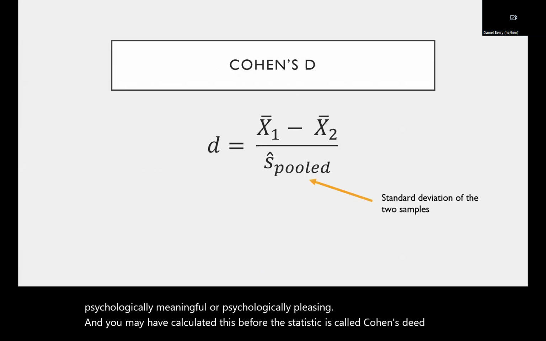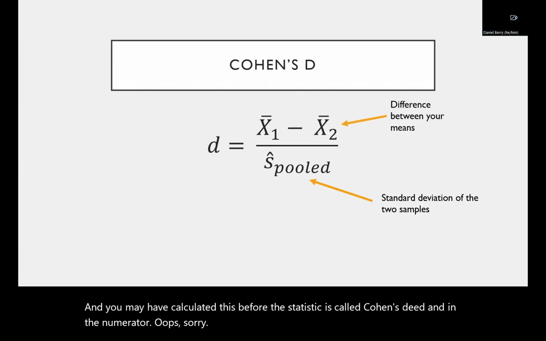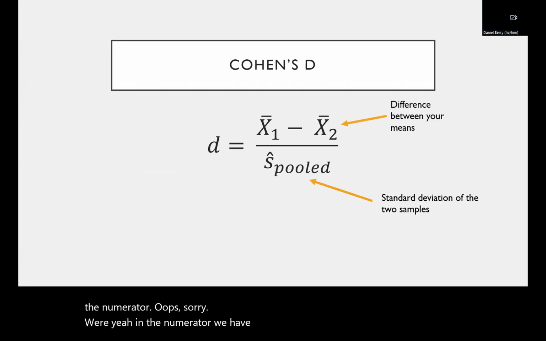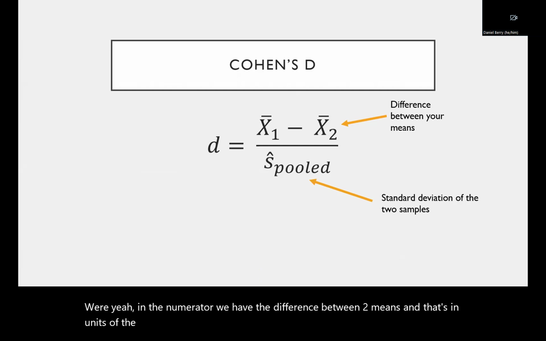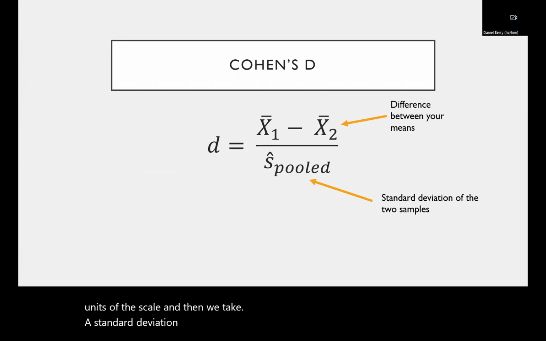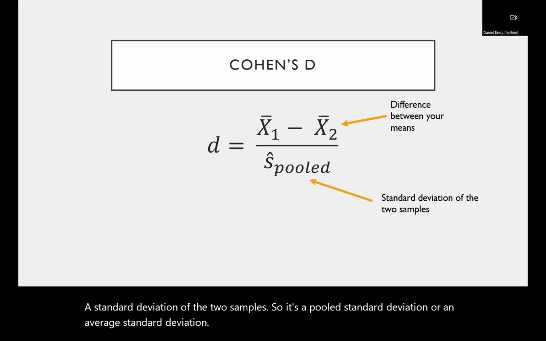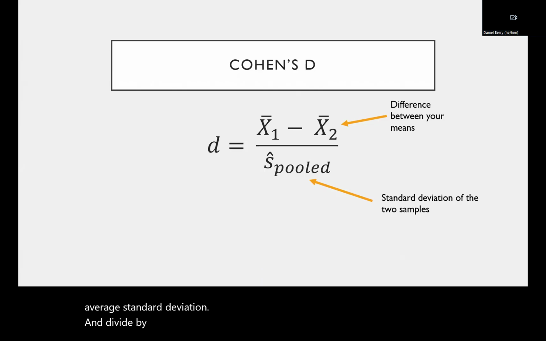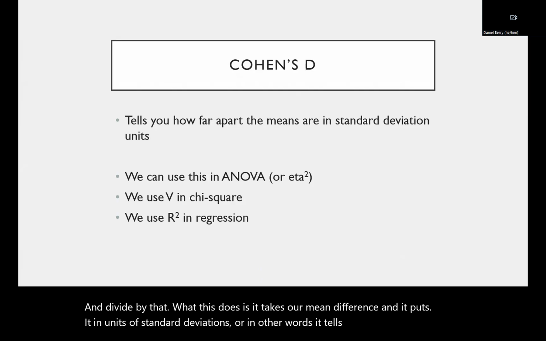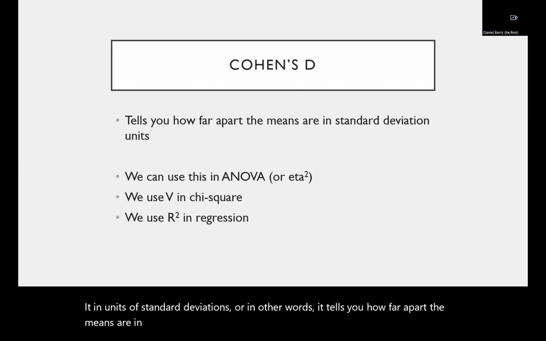And in the numerator, we have the difference between two means, and that's in units of the scale. Then we take a standard deviation of the two samples, so it's a pooled standard deviation or an average standard deviation, and divide by that. What this does is it takes our mean difference and puts it in units of standard deviations. Or in other words, it tells you how far apart the means are in standard deviation units.